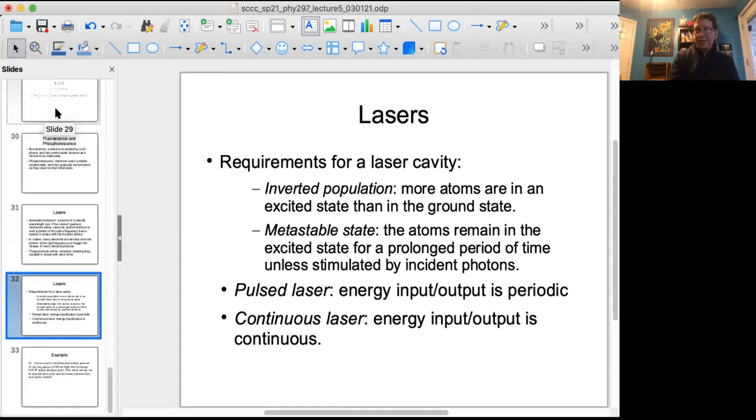And so there are two types of lasers. You have a pulsed laser where the energy input and output is periodic, so it emits pulses. And you have a continuous laser where the energy input and output is continuous. The beams from pulsed lasers tend to be very powerful, but only over very small periods of time. So the two different lasers serve different functions.